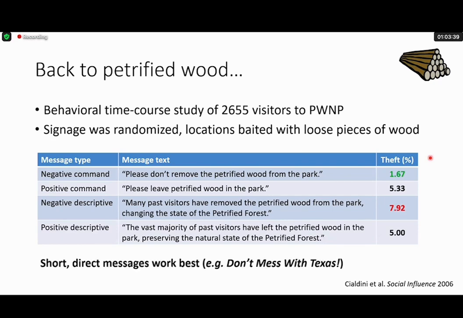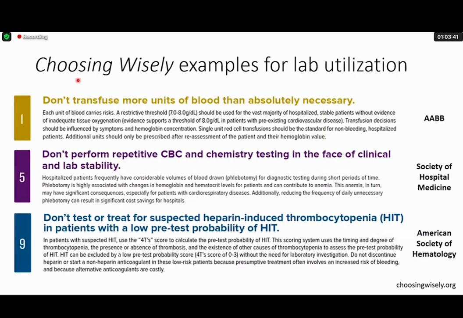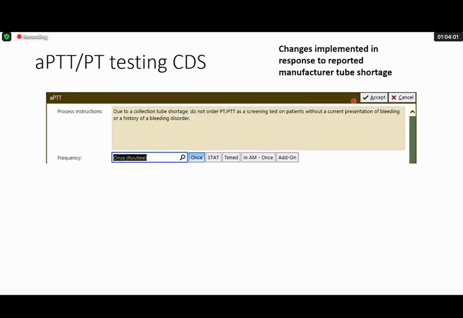We saw it with don't mess with Texas. We see it if you've ever looked up the Choosing Wisely recommendations for better use of resources. You see don't at the beginning of several of the recommendations. So these short, just short normative statements tend to be very successful.